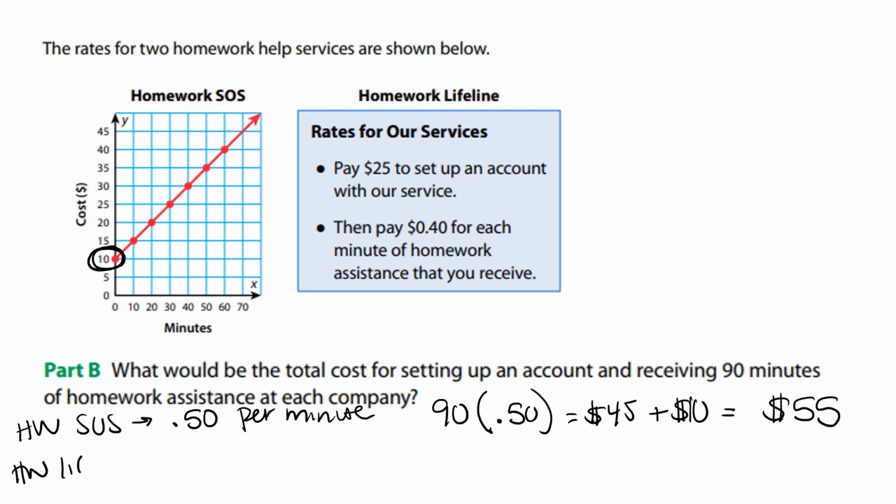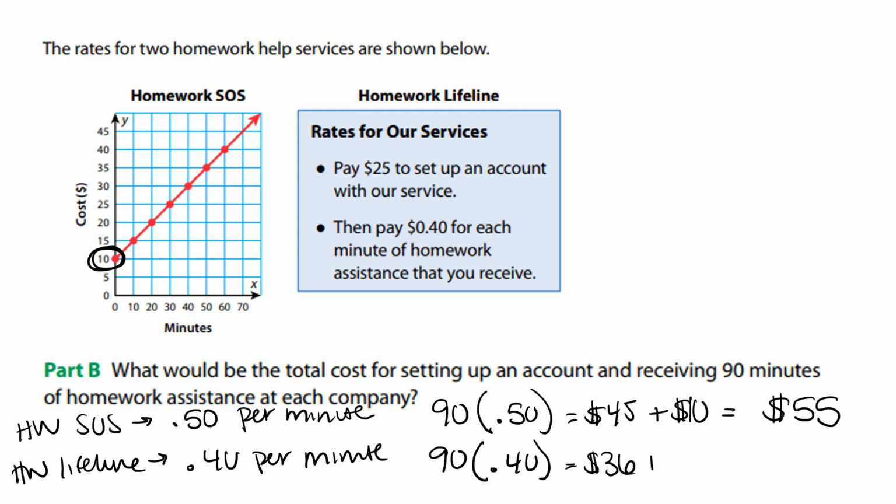For Homework Lifeline, we're going to use our rate of change of 40 cents per minute. And again, we're getting 90 minutes of service, so we're going to multiply the 90 minutes times the 40 cents per minute cost to get a total of $36. But for that one, we have to pay the $25 fee. So the 36 plus the $25 fee brings our total to $61.